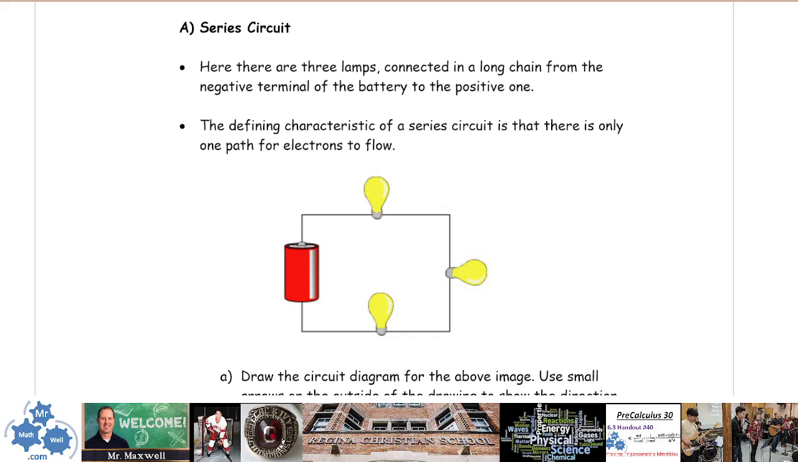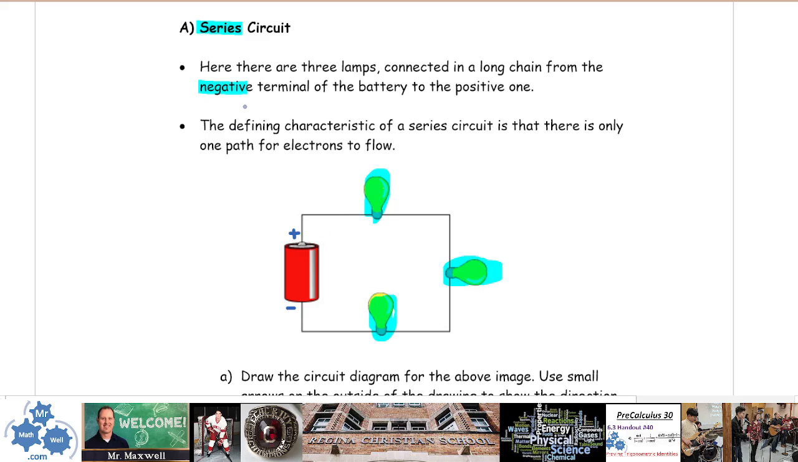You should be on the second page of your notes here. This is a series circuit. 3 lamps connected in a long chain. Now you have to draw this out because you have a little space here to draw this out. So we have 3 lamps, one here, one here, one here. And they're connected on a long chain from the negative terminal of the battery to the positive terminal of the battery. Now, which way they're connected really doesn't matter, but looks like this is the positive end, here's the negative end. So we're going this way.